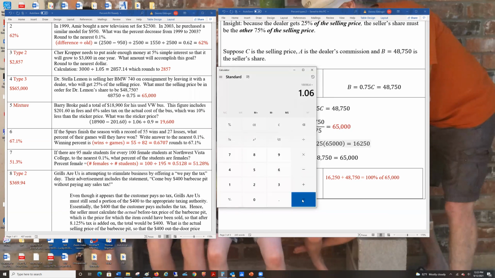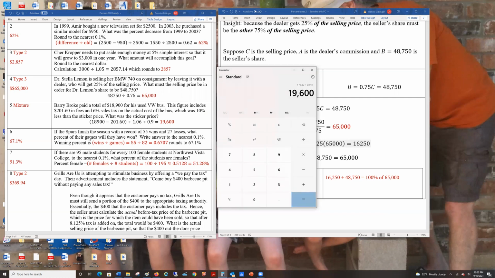1.06. And that's the price after the discount. The discount was 10%. What that means is this is the other 90%. And that's why you realize that if it's 10% off, it's 90% on. So I'm going to divide that by 0.9 and get $19,600 as advertised.